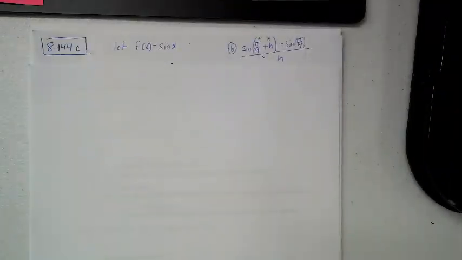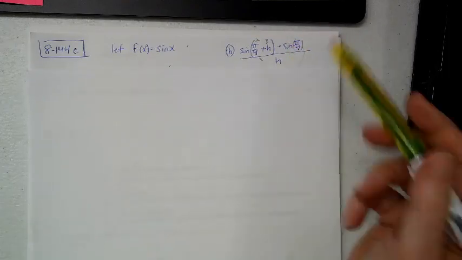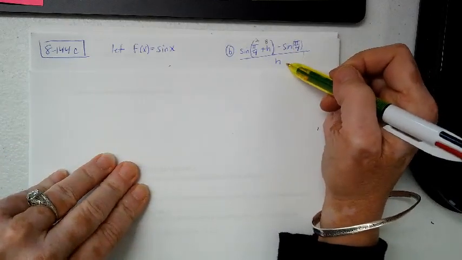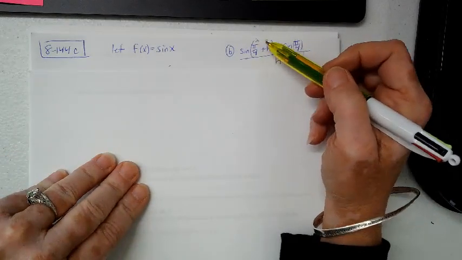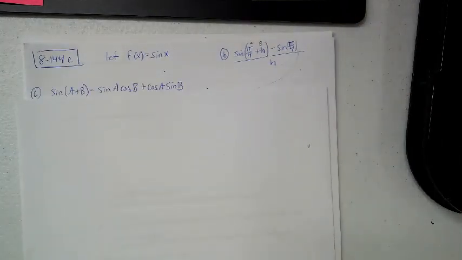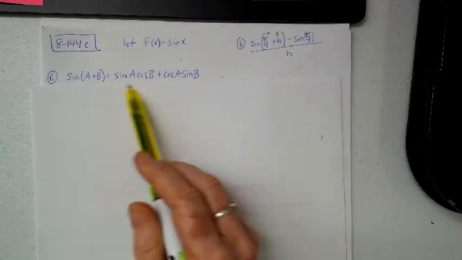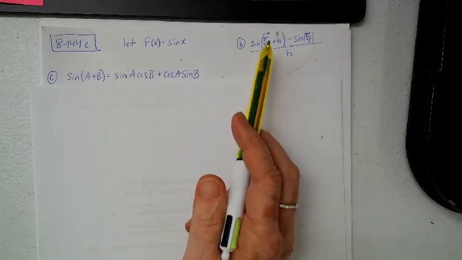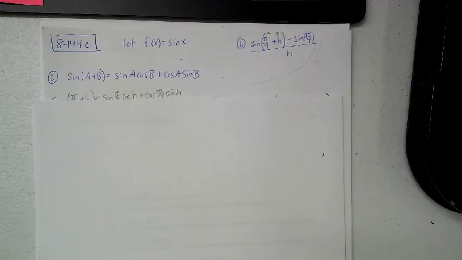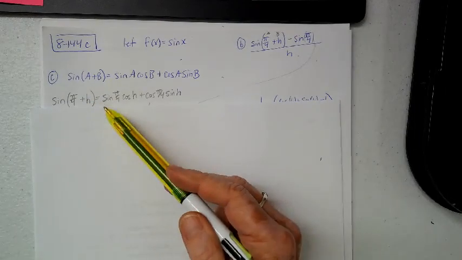So I've written down the answer that you would have got for letter B. And I just labeled this as A and B because we're going to use our sum formula. This is just the sum formula, sine A plus B. We just got this, I think, last week. So I'm going to use this for A and this for B.